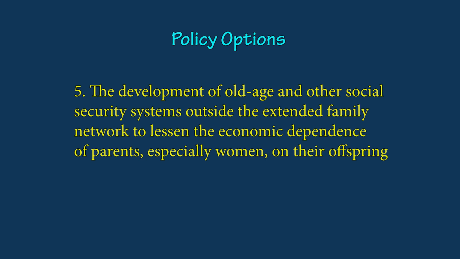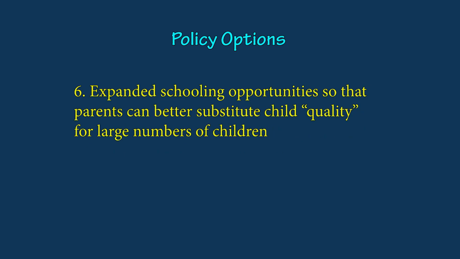Number 5 and 6. Number 5 is the development of old age and other social security systems outside the extended family network to lessen the economic dependence of parents, especially women, on their offspring. Number 6, expanded schooling opportunities so that parents can better substitute child quality for large numbers of children. So better schooling opportunities so that parents can have good quality children but a smaller number of children.